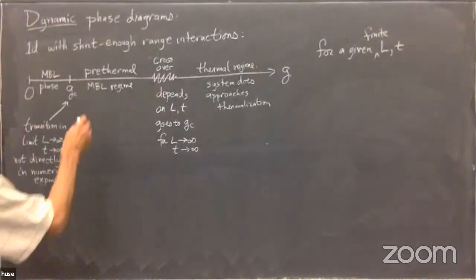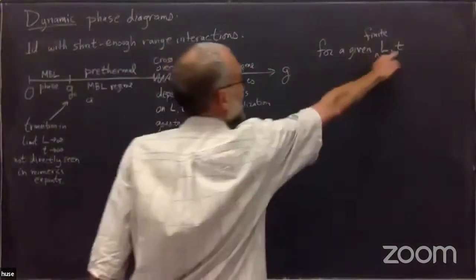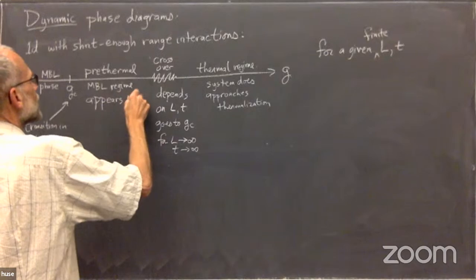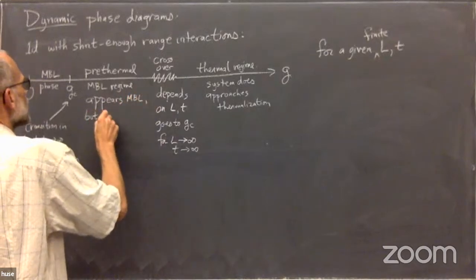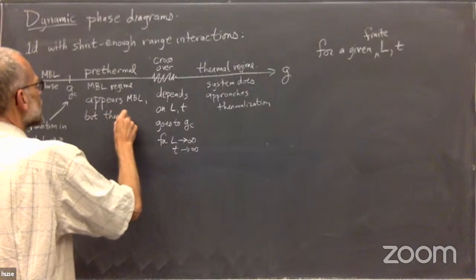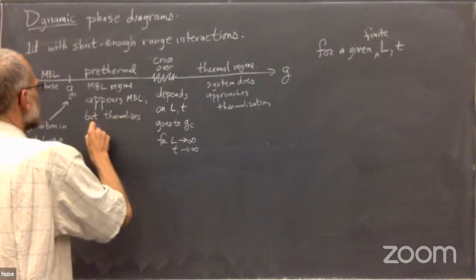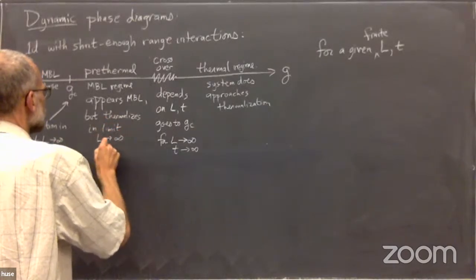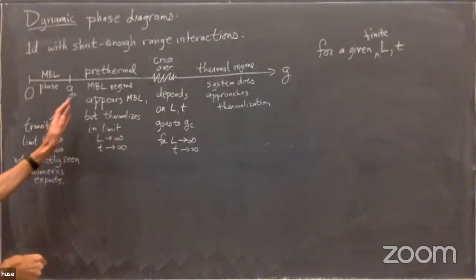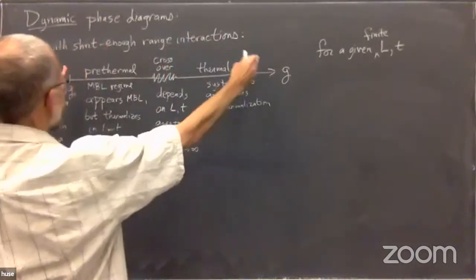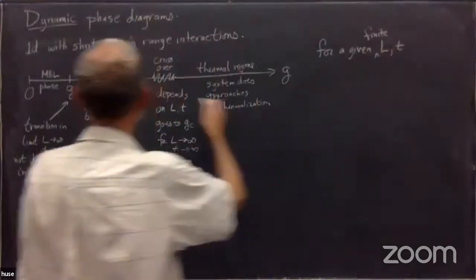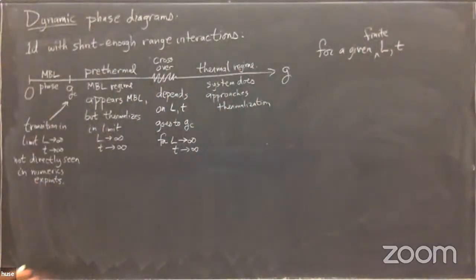It's the pre-thermal MBL regime. And so this appears on these scales to be MBL, but thermalizes in the limit L to infinity, T to infinity. So this and this are the thermal phase. This is the part of the thermal phase which at these scales looks like the many-body localized phase. And this is where it's switching over between those, right?